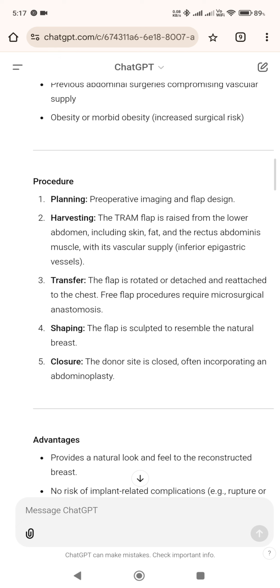Free flap procedures require microsurgical anastomosis. 4. Shaping. The flap is sculpted to resemble the natural breast. 5. Closure. The donor site is closed, often incorporating an abdominoplasty.